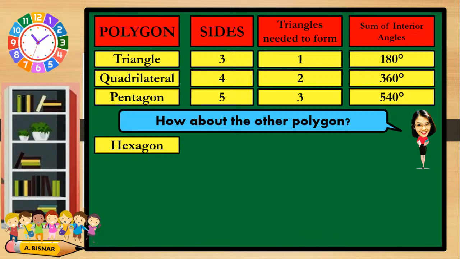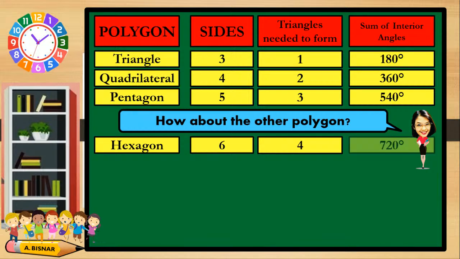Bakit parehong 6? Pareho ba? Mag-solve po para hindi naggagayahan ng sagot. Okay. So, meron ng tama. Si Tabales. Hexagon has 6 sides. And the triangles needed to form a hexagon, we need 4 triangles. So 4 times 180, the answer is 720 degrees. So ang tama ay si Tabales. Okay?